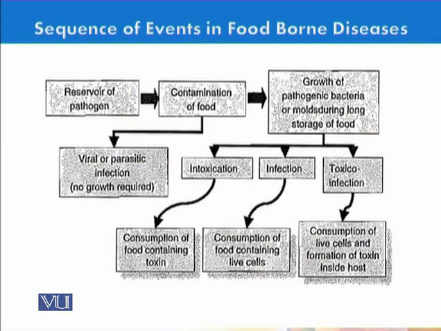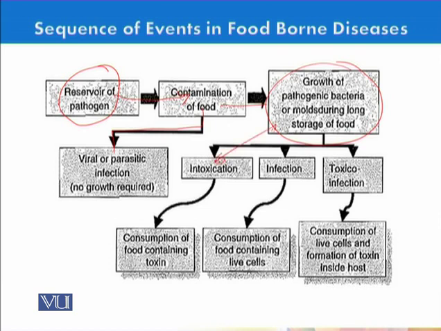So summarizing all this, we need a reservoir of pathogen from where the pathogens get into your food and contaminate it. This contaminated food might contain a viral or parasitic infection where the growth of the virus or parasite is not required. So this is one scenario. The other scenario is that the growth of pathogenic bacteria or molds takes place within the food during storage. And that leads to three scenarios.